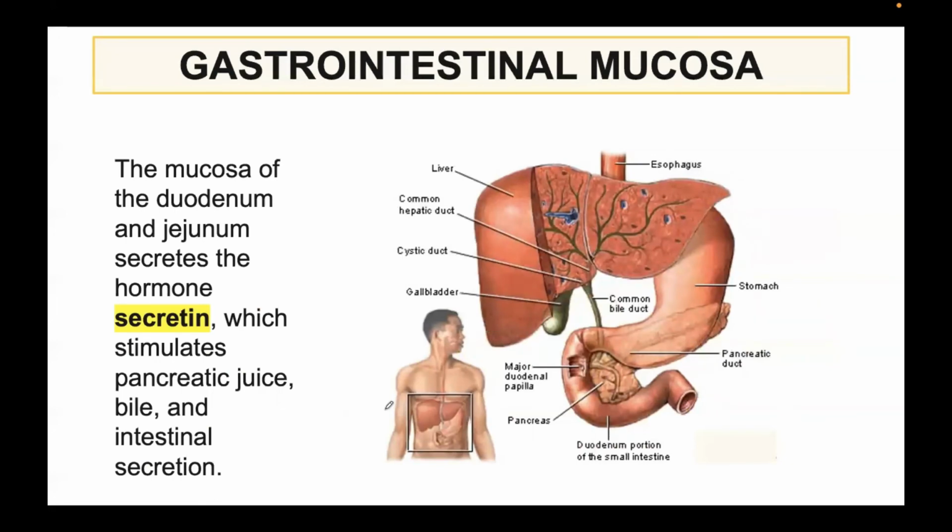Next, the mucosa of the duodenum and jejunum secretes the hormone called secretin, which stimulates the pancreatic juice, bile, and intestinal secretion.